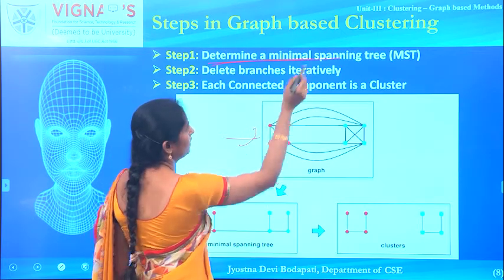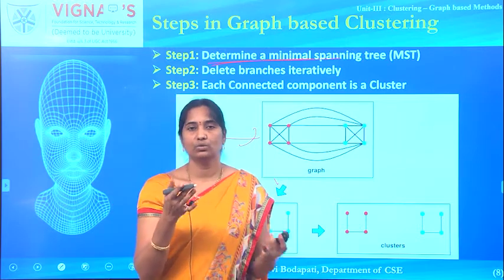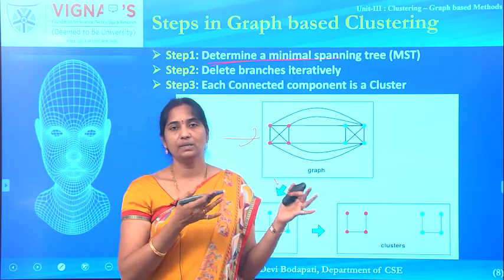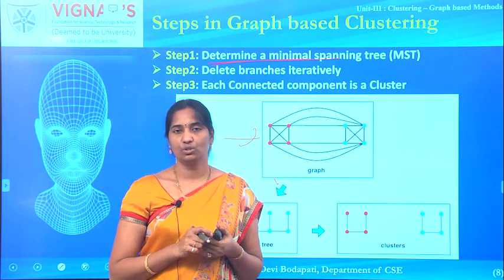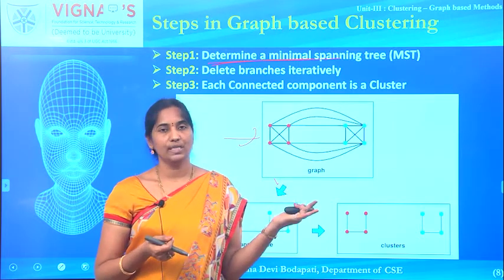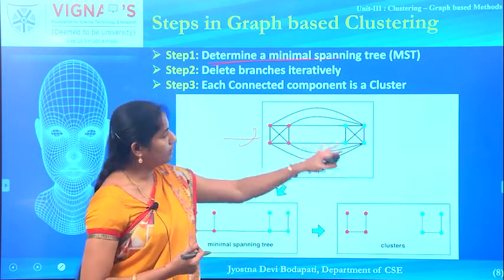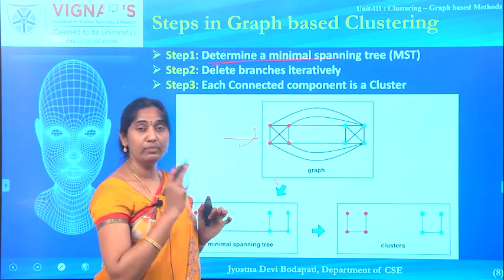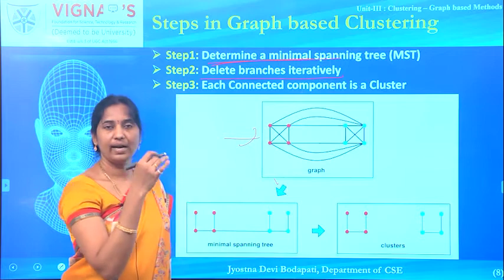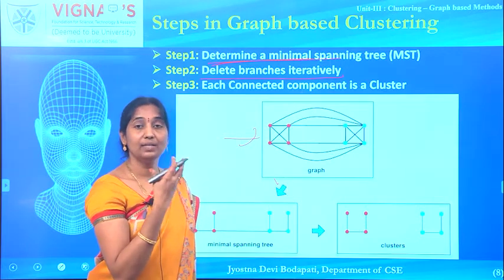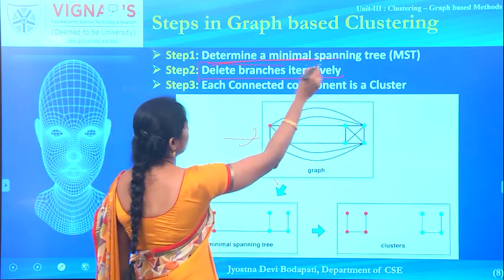The first step is getting the minimal spanning tree. So, we know how to get the minimal spanning tree, right. In our third semester of BTech, we discussed minimal spanning tree as part of the data structures course. Either you can use Kruskal's algorithm or Prim's algorithm, any approach, and get the minimal spanning tree. Once you get the minimal spanning tree, you delete the branches iteratively, and of course there are some techniques to delete these branches. Here, deletion of the branches is more complex.